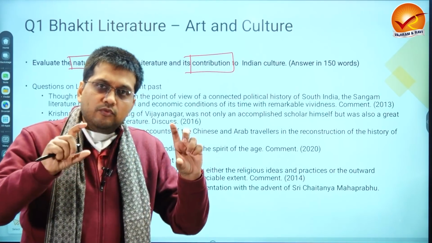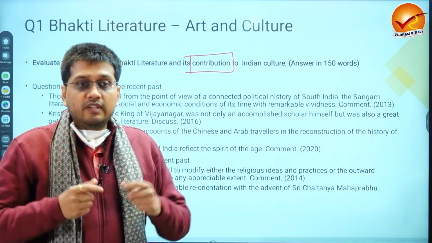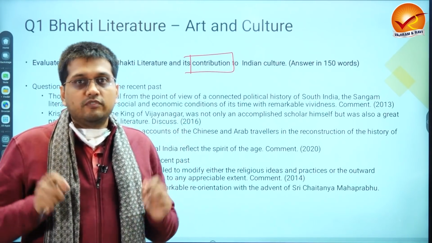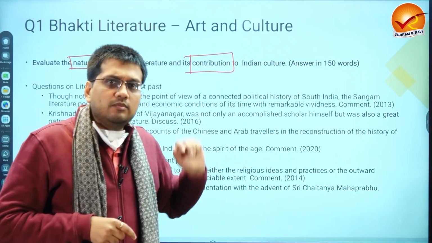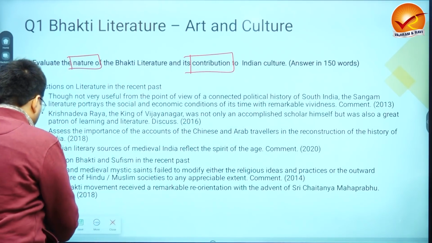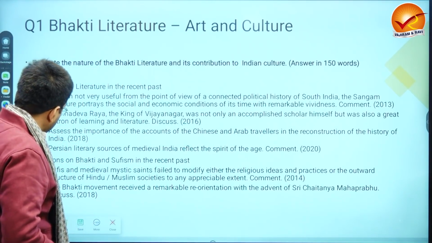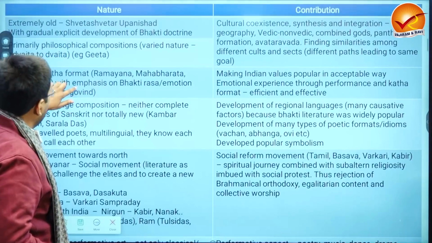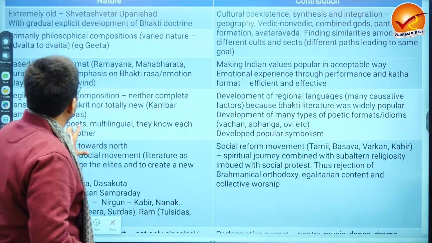In the first half you talk about the nature of Bhakti literature, in the second half you talk about the contribution of Bhakti literature to the culture of India. Let us go through some of the points. I will not teach the points here, I will just walk you through them so that you would have an idea of what it is all about.